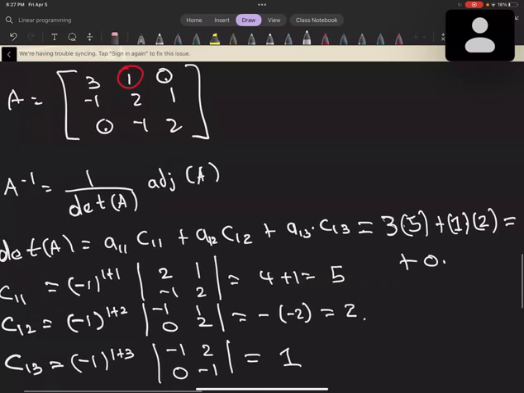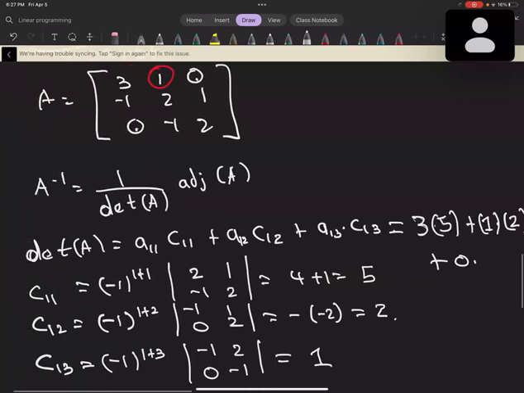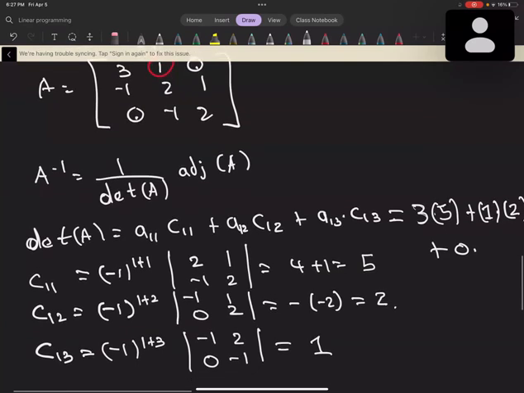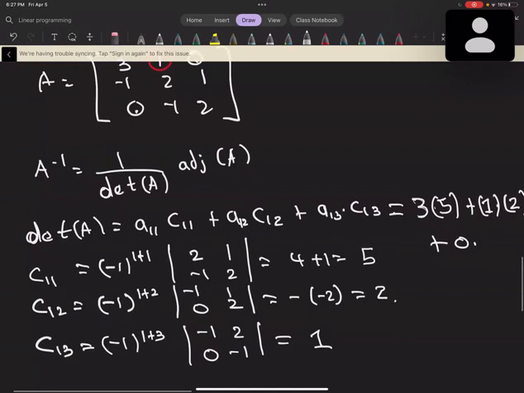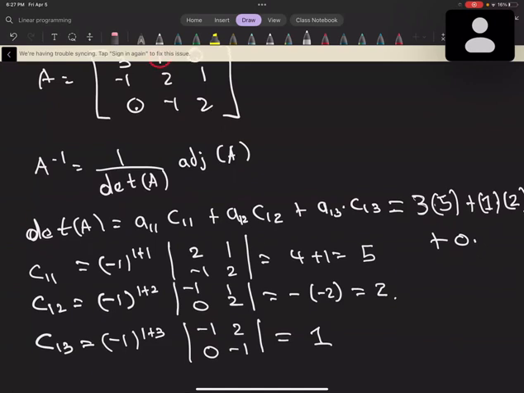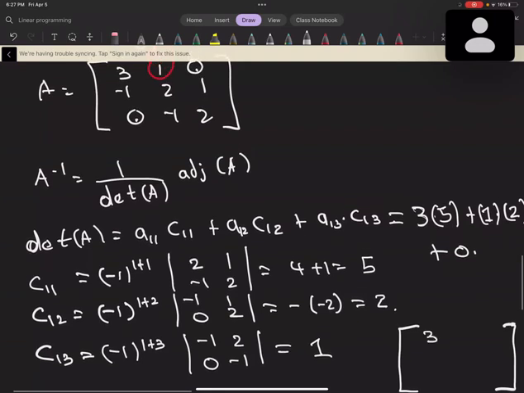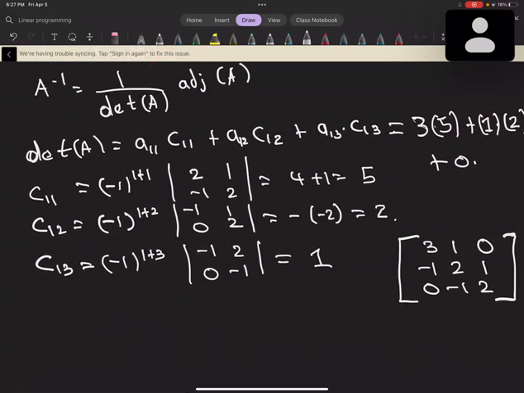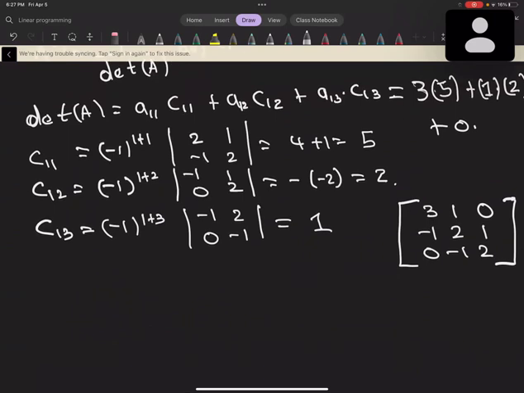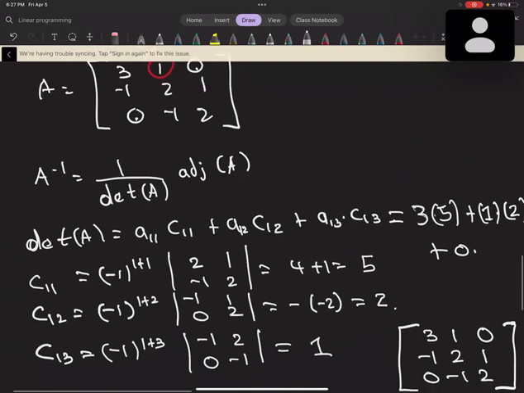Okay. And I already have C11, C12, C13. So I keep going. But I'm going to write this matrix over here, so I don't have to go up and down. So 3, 1, 0, minus 1, 2, 1, 0, minus 1. Remember, you already have a homework for this, and also you'll have a quiz.